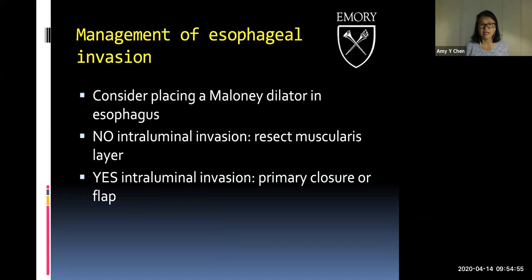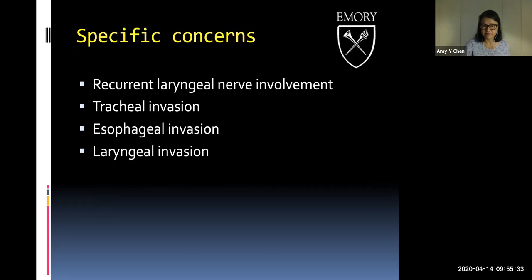Things that I have found to be helpful is placing a Maloney dilator in the esophagus at the time of the surgery, so that you can use it to dissect the muscularis layer off the Maloney dilator, leaving behind the mucosa of the esophagus so that you don't get a perforation. If you do have intraluminal invasion, of course you have to resect it and do a primary closure or do a flap. And I think that in my experience, intraluminal invasion is pretty rare. The muscle actually serves as a protective layer into the esophagus.